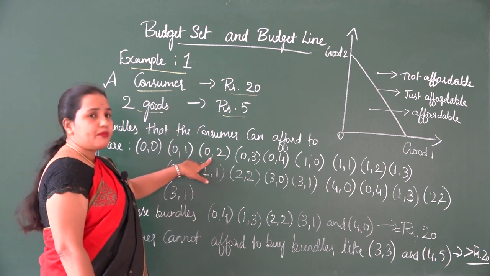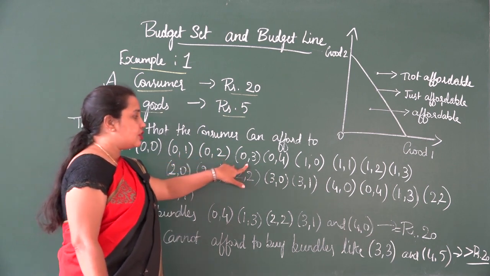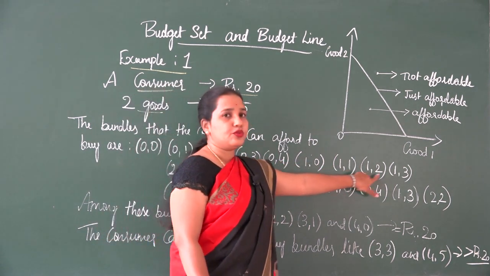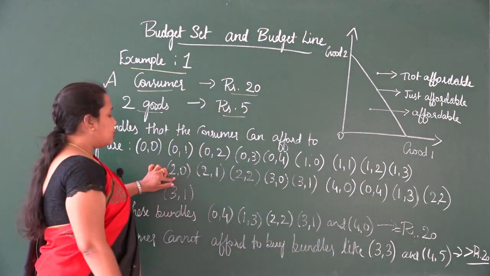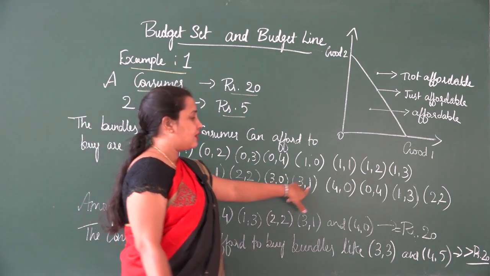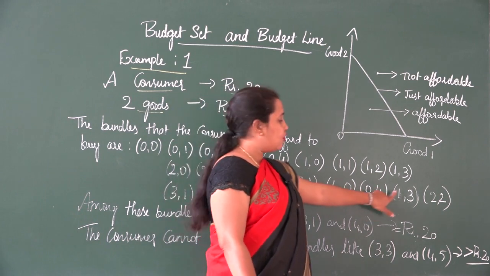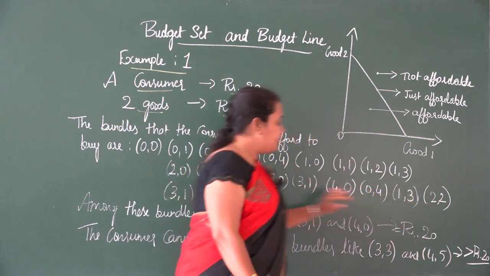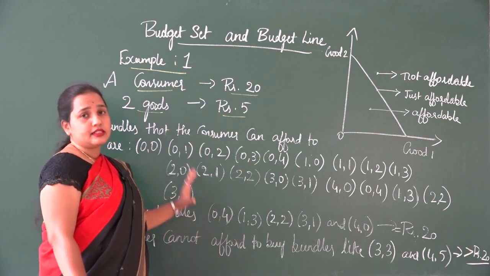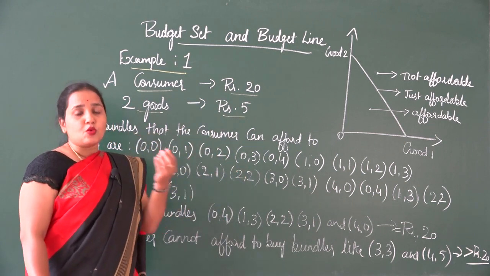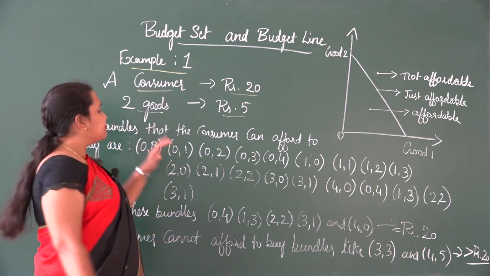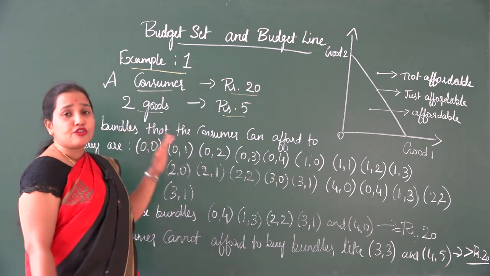Likewise, the other combinations are 0 2, 0 3, 0 4, 1 0, 1 1, 1 2, 1 3, 2 0, 2 1, 2 2, 3 0, 3 1, 4 0, 0 4, 1 3, 2 2 and 3 1. These are the bundles that a consumer who has a fixed amount of income of rupees 20 can afford to buy.